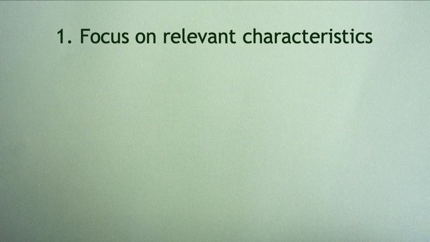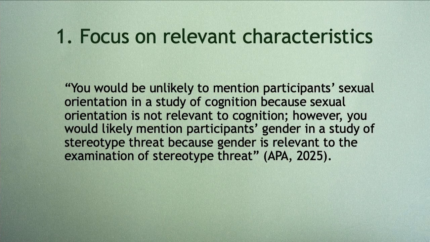Focus on relevant characteristics. If you're discussing a group of people in your writing, don't add unnecessary descriptors. The APA gives us an example. You would be unlikely to mention participants' sexual orientation in a study of cognition because sexual orientation is not relevant to cognition. However, you would likely mention participants' gender in a study of stereotype threat because gender is relevant to the examination of stereotype threat.